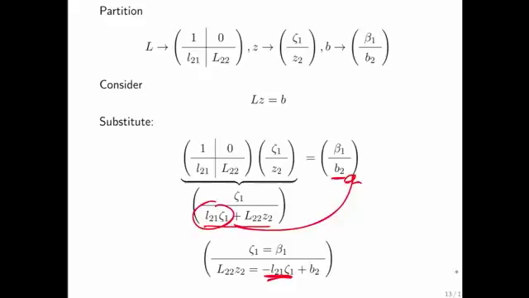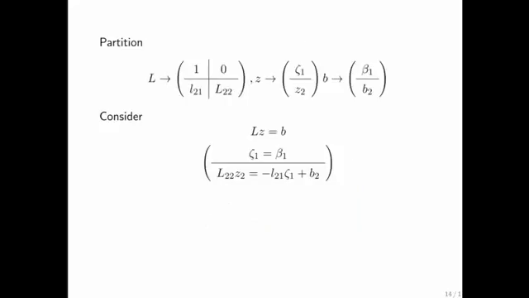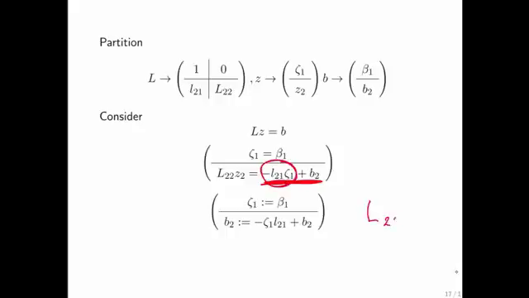All right, moving right along. We have this now, and the question is, how do we come up with an algorithm? Right here it says zeta 1 is equal to beta 1. So we know how to compute the first element of vector Z. And then if we update B2 by subtracting off this term right here, then what are we left with? Then we're left with having to solve L2 to Z2 is equal to B2.